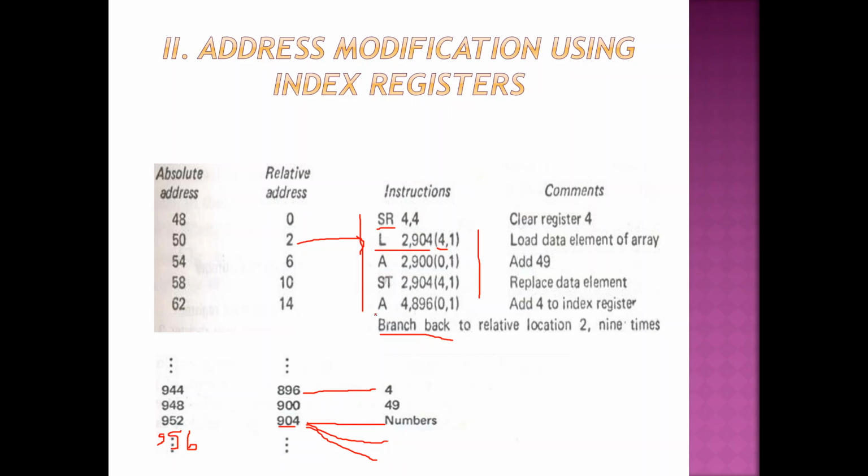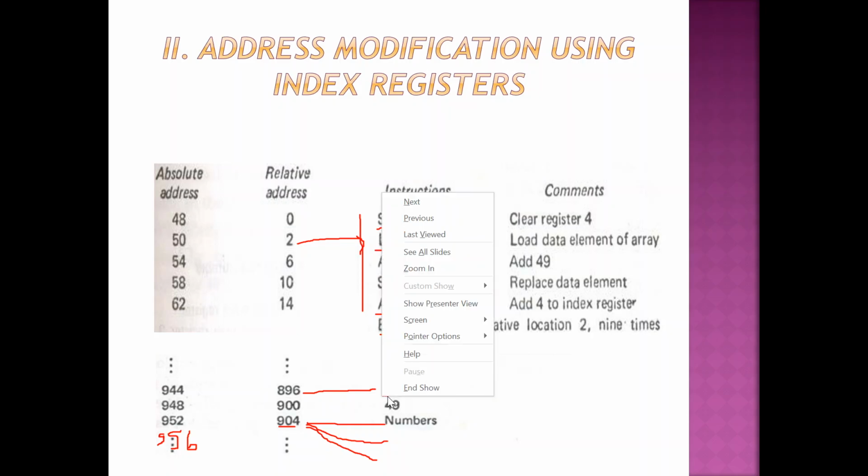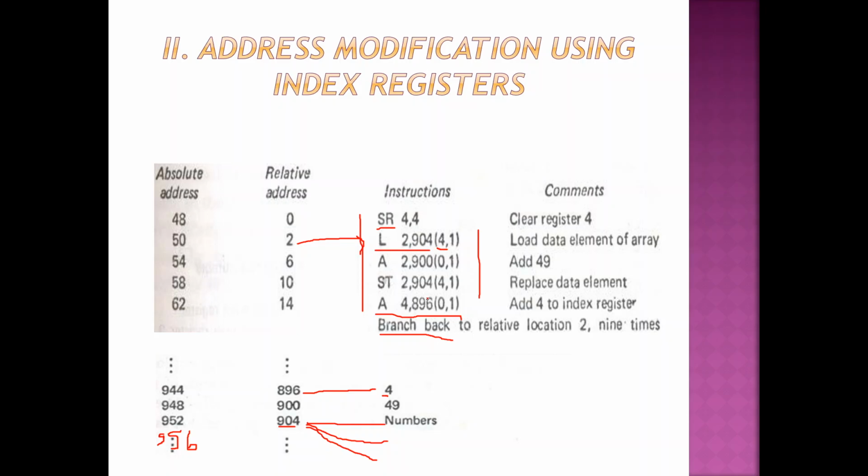I have to add one more line of coding here. That is nothing but whatever is there in location 896. What is there in location 896? Number 4. Okay, add 4 with register 4, and the sum must be stored in register 4 itself. So every time we are going to add 4.